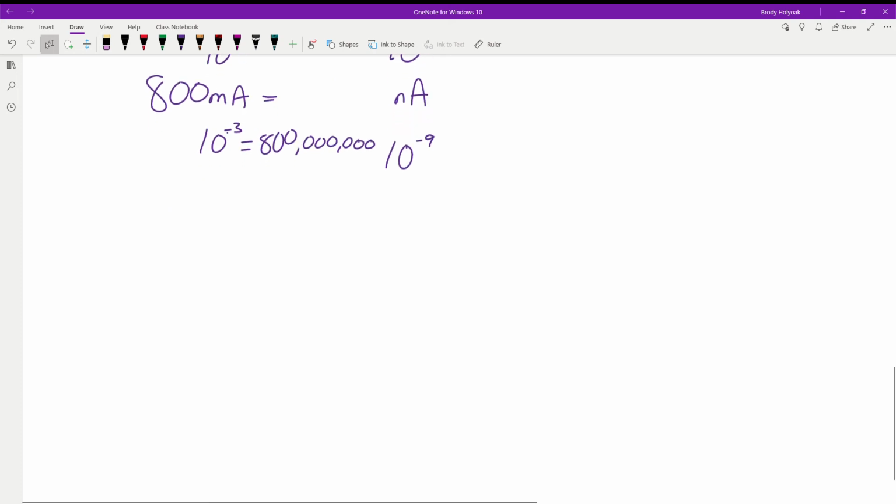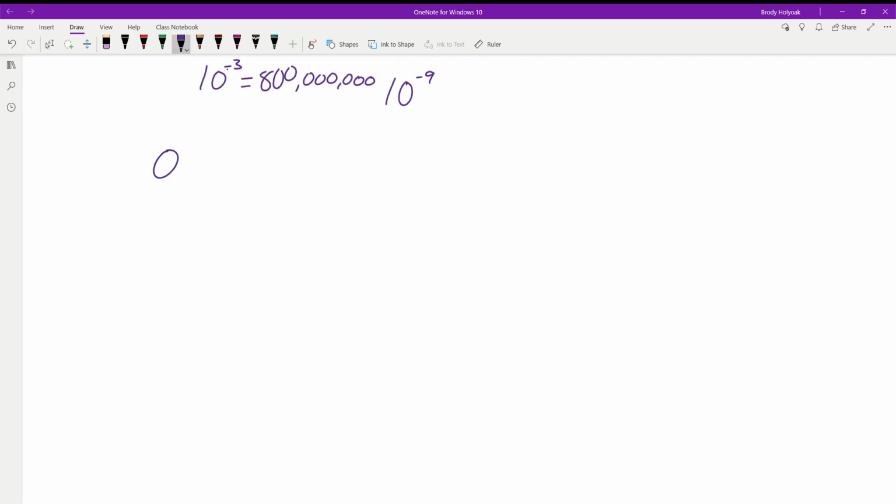Okay, what if I had... If I'm going from 0.875 kiloohms, how many ohms is that? 875. Because again, we're going from 10 to the third to 10 to the 0. So we're decreasing. So that number has to get bigger by moving the decimal place over.